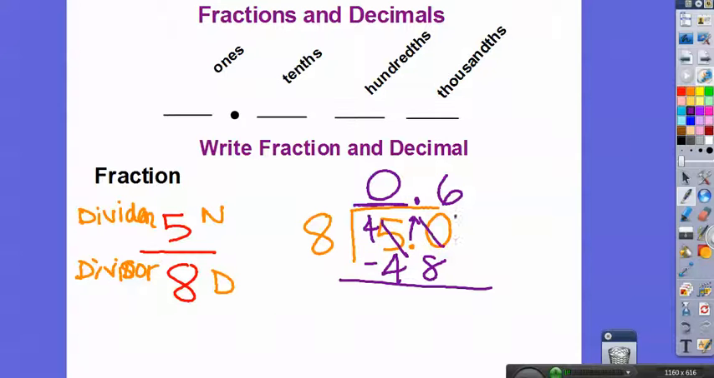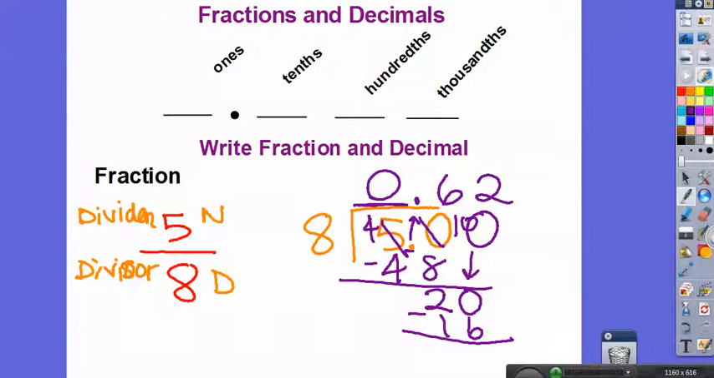I need to borrow. 10 minus 8 is 2. 4 minus 4 is 0. And I can add a 0. That still doesn't change my number because of my decimal, and I can bring that 0 down. 8 goes into 20 2 times. 2 times 8 is 16. I need to borrow again. 10 minus 6 is 4. And I can't have a remainder, remainder of 4, so I need to add my 0 again.